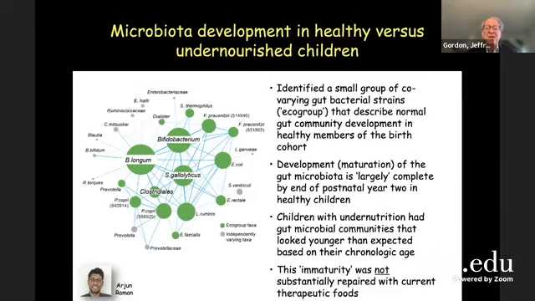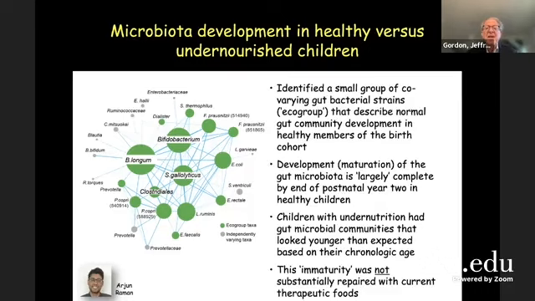It also allowed us to look at children with undernutrition and, again, to develop this metric for quantifying deviations from normal. How were these normally appearing organisms represented in children with undernutrition? The answer was that the children with undernutrition had communities that looked younger, based on the representation of these age discriminatory bacterial taxa, than you would expect based on their chronological age.